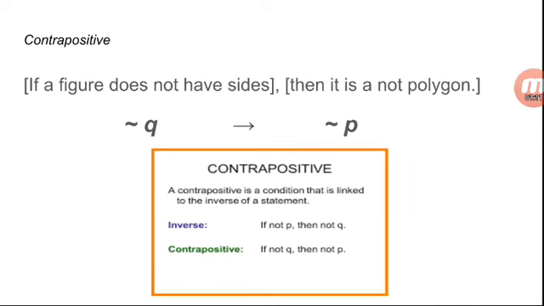So here's a contrapositive. If a figure does not have sides, then it is not a polygon, which is also true. So notice anything? It is the converse, but also the inverse, which makes this statement flipped and inverted.